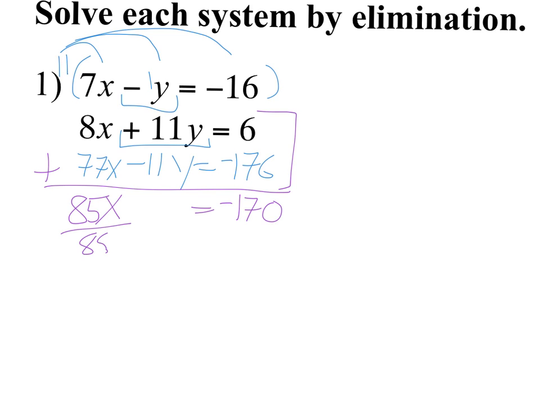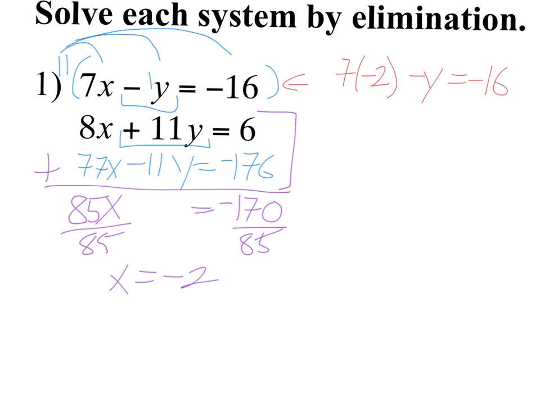Dividing both by 85, we end up with x equals negative 2. I'm going to use that x to plug back in. I'm going to go with the first one because that looks like an easier equation. 7 times negative 2 minus y is equal to negative 16. That means negative 14 minus y is equal to negative 16.